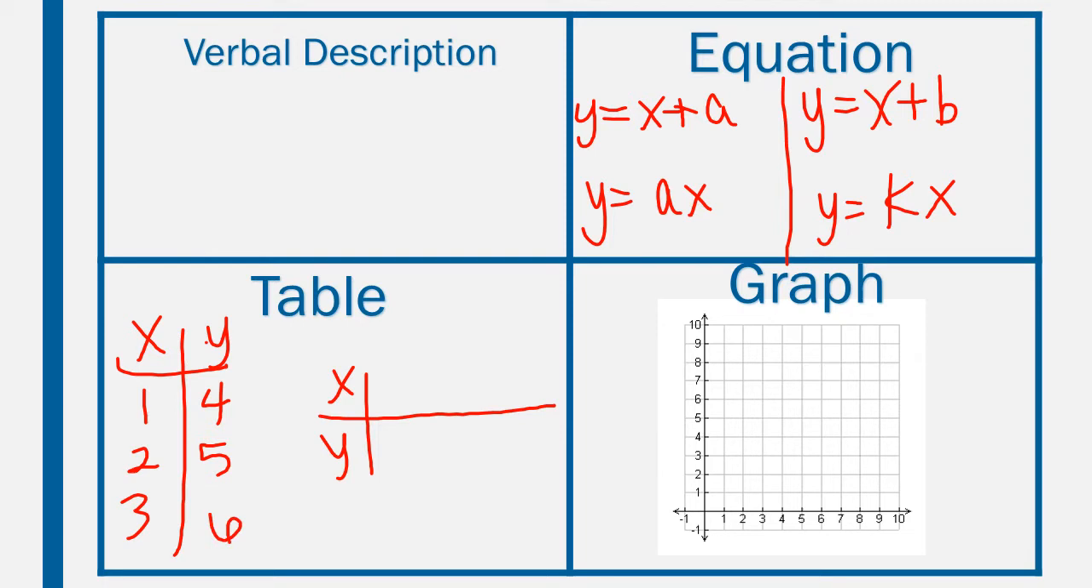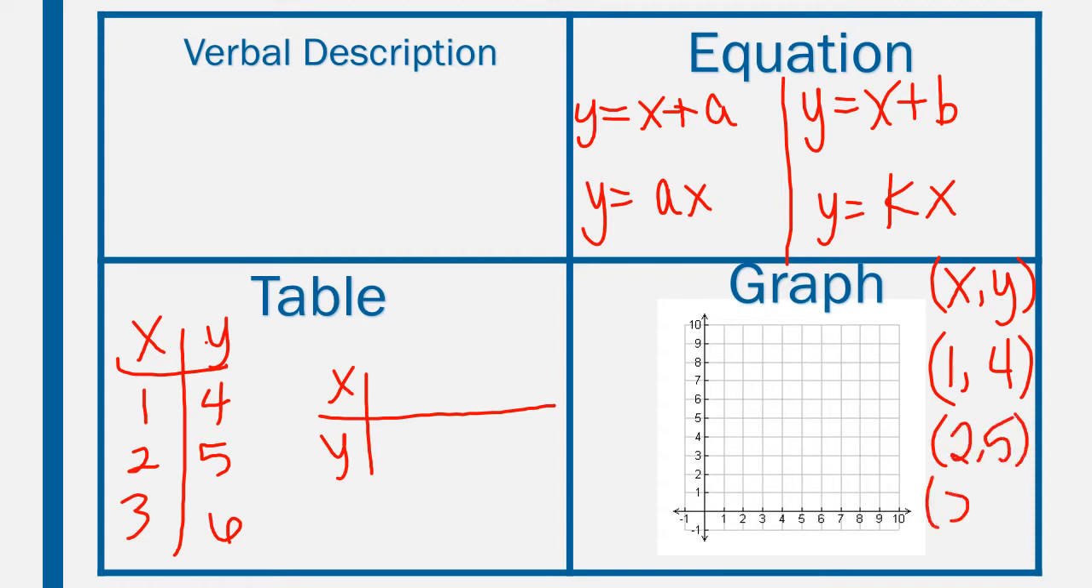I'm going to take what's on my table and I could graph those points by using ordered pairs. Your ordered pairs, if you remember from 5th grade, is x, y. And so my first x is 1, my first y is 4. And that is my first ordered pair. I can go on to 2, 5, and 3, 6.